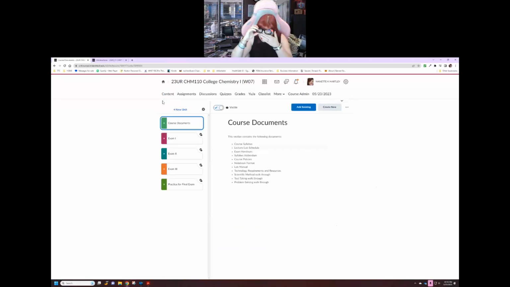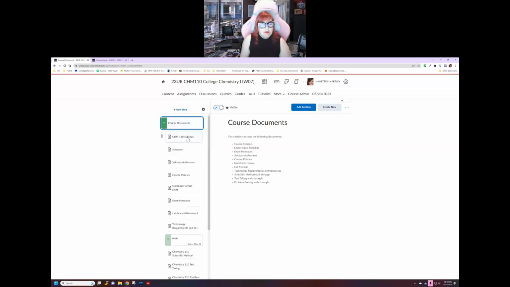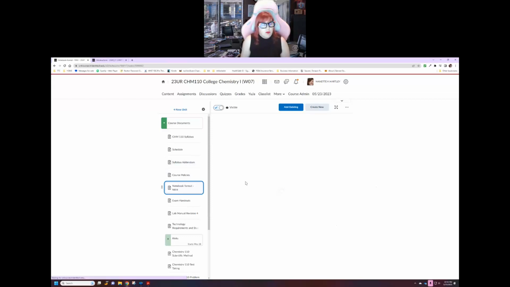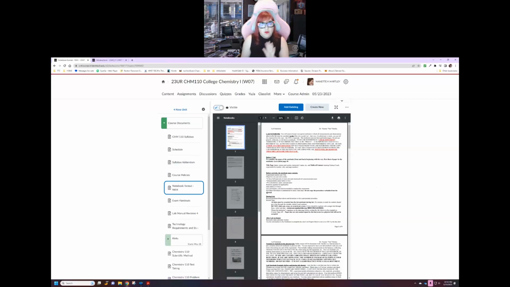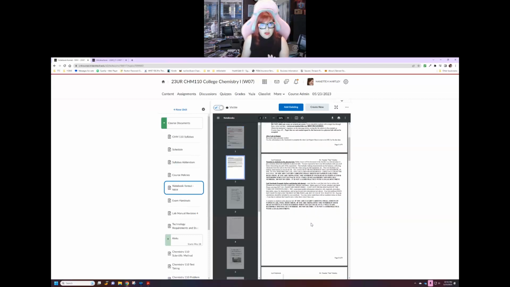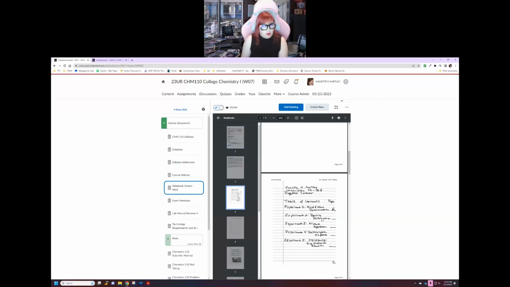Now, everything you need to do the scavenger hunt is available to you in the course documents. So we have all of this wonderful stuff that is present here. So you'll see the syllabus, the schedule, the syllabus addendum, that's mine, my course policies, a notebook format. Now, understand, for 110, you are not required to keep a notebook, but this is how you would keep one. And if you're going to be doing 111, you'll need to keep a lab notebook. So that will be required when you get to 111. So it might be useful to look at how that's going to be kept.